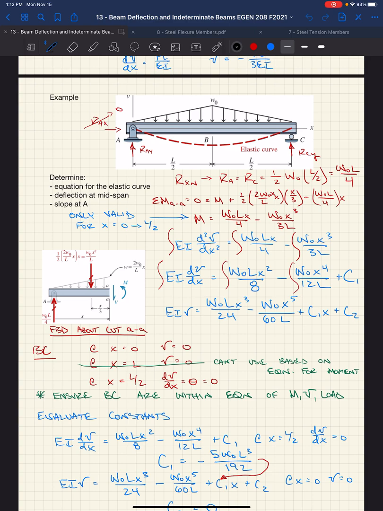We use the power rule and the constant rule of integration. That's like 99% of what we've been using. So we end up with some constants. We evaluate those constants by using boundary conditions. We have to be careful.